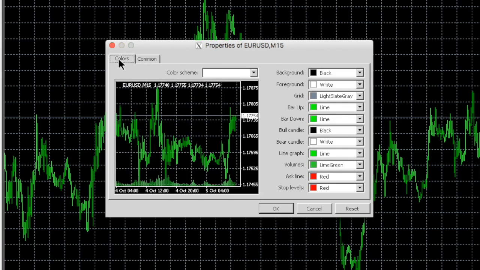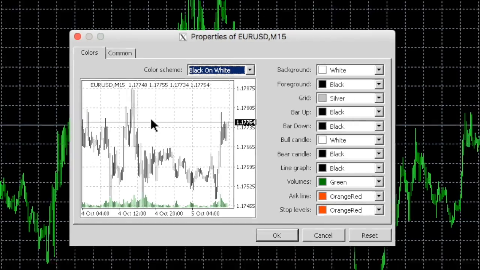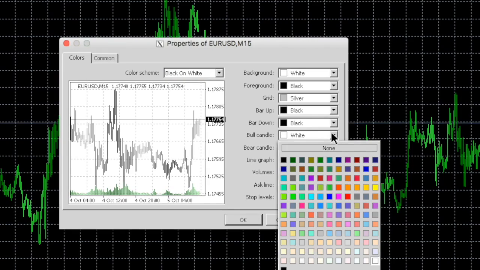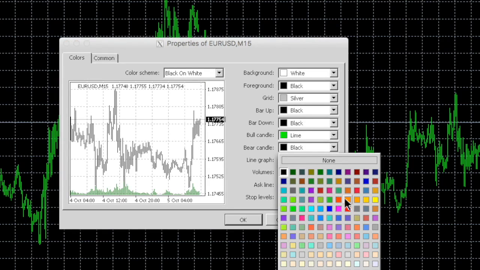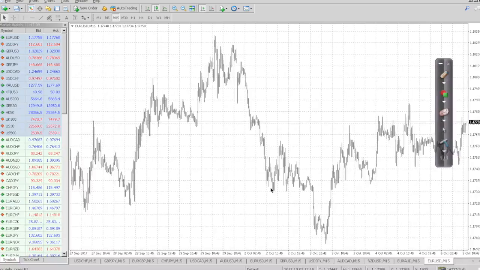Go to colors. And well, depends on your taste, but I kind of like the black on white background, right? So I like a white background. And for the bull candle, I'll put green. So bull means bullish candle is green. Bearish candle is red. Okay, so click OK, and your charts should look something like that.